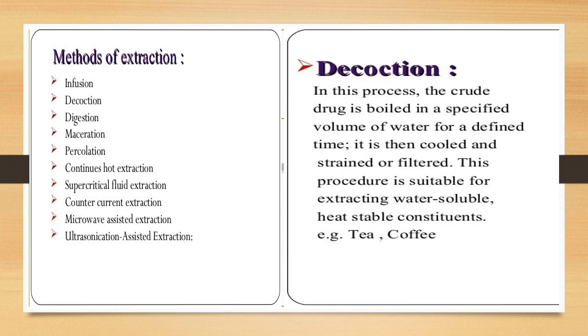In this process, the crude drug is boiled in a specified volume of water for a particular time period. Then it is cooled down and strained or filtered. This procedure is suitable for extracting water-soluble or heat-stable constituents. Example: tea or coffee.